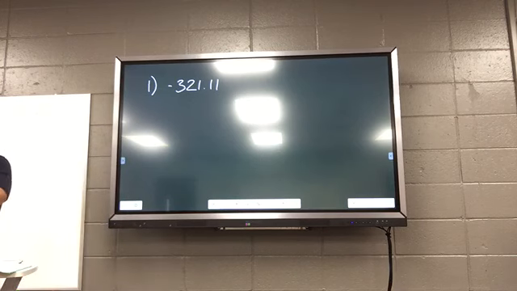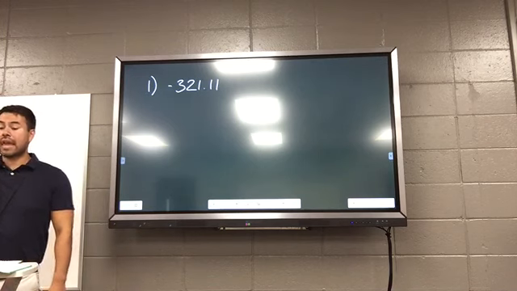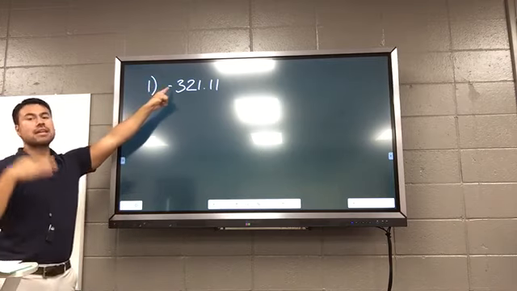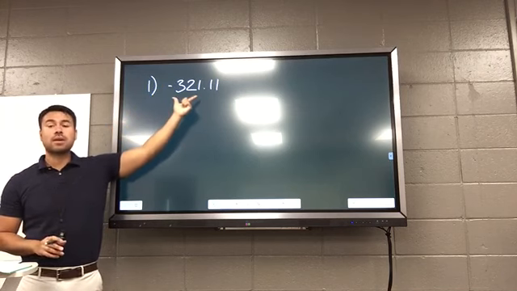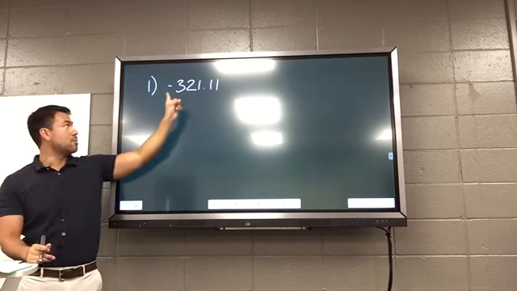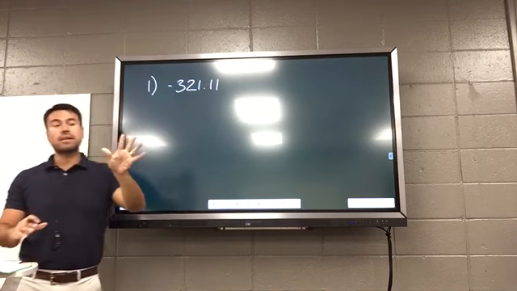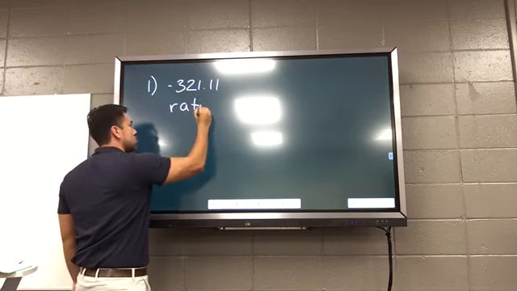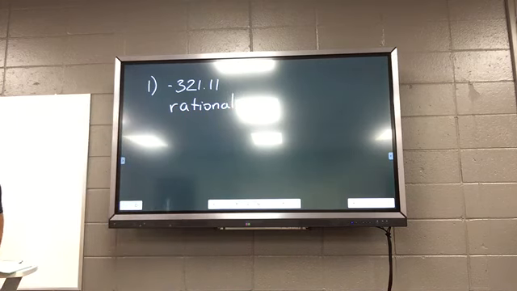Is it a rational number? This is where you have to look. How many of you say it's rational? Can that be written as a fraction? Yes. Even if it's negative, it could still be written as a fraction. A good way to figure it out: can this be written as a mixed number? It would be written negative 321 and 11 hundredths, and all mixed numbers can be changed to fractions. So this is a rational number, so you're going to put rational. All right, is it irrational? No.